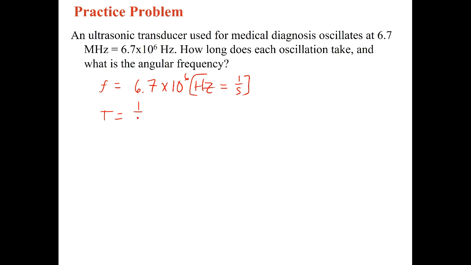So if we just do 1 over f, that's going to get us about 1.5 times 10 to the minus 7th seconds per oscillation. And angular frequency is 2 pi times linear frequency. So we can just say that that's about 4.2 times 10 to the 7th. And that's not hertz anymore, that will be radians per second.